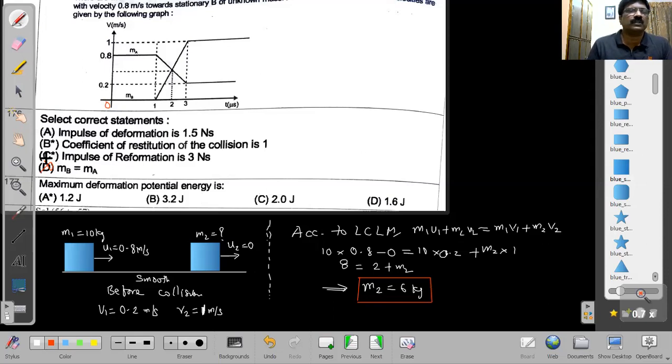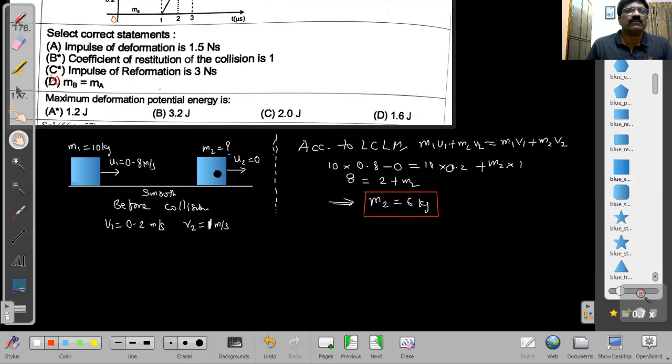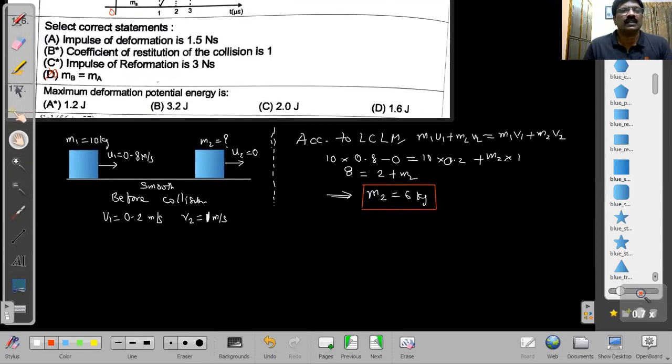Impulse of deformation they asked. So here you see, impulse of deformation means at the instant whenever the collision occurs, that means during collision.